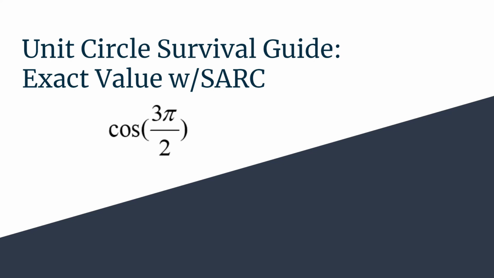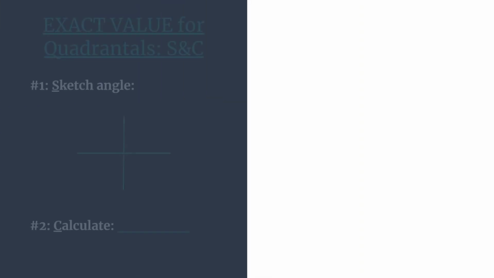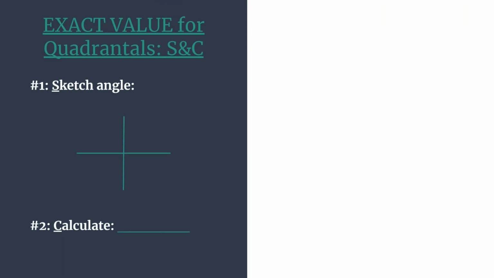We can eliminate some of the steps. We really will just be simplifying S.A.R.C to just the S and the C for all our quadrantal angles. So let's see how this works. Here's an adjusted template just with the S for sketching the angle and the C for calculating. And so we want to find the cosine of 3 pi over 2.